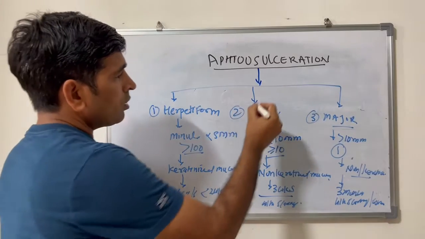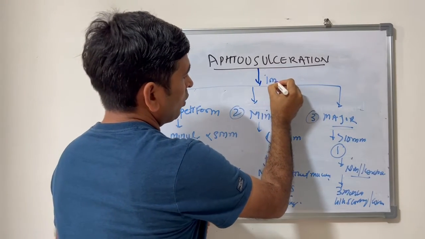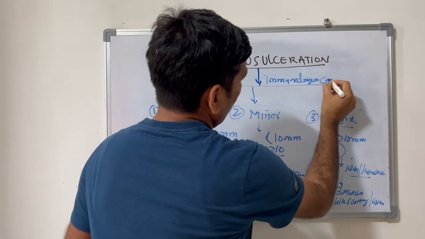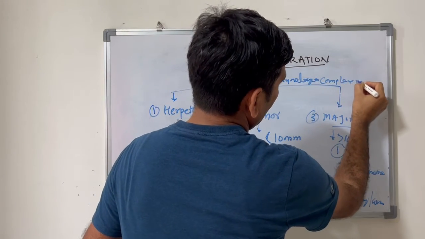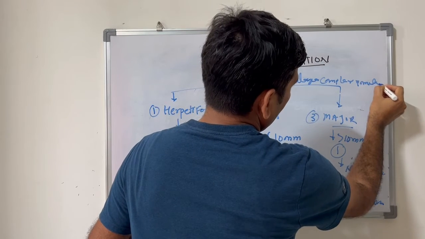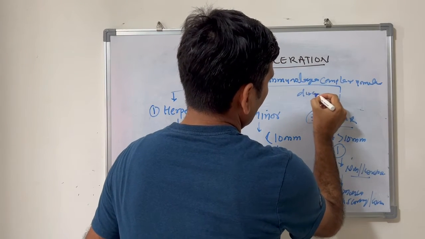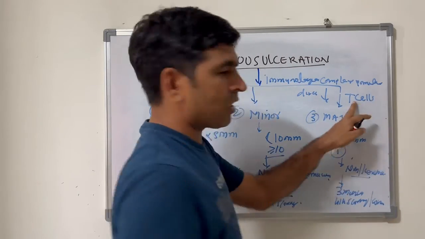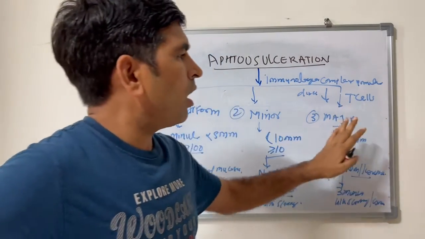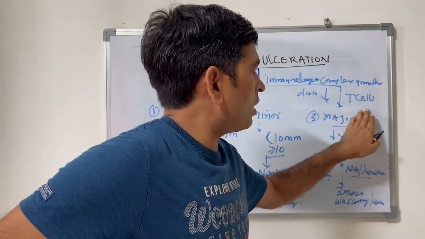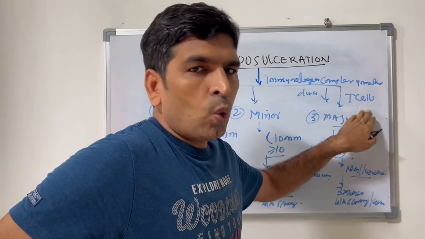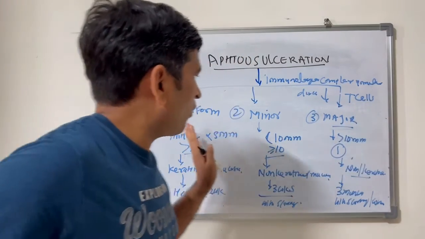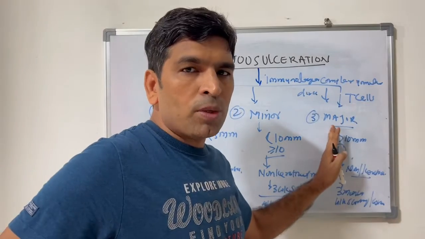How do they form? Aphthous ulcer is an immunological complex mediated disease by the T cells. These T cells lead to damage of the epithelium of the basal membrane of the oral cavity. So T cells leading to epithelial damage lead to different types of ulcer formation.